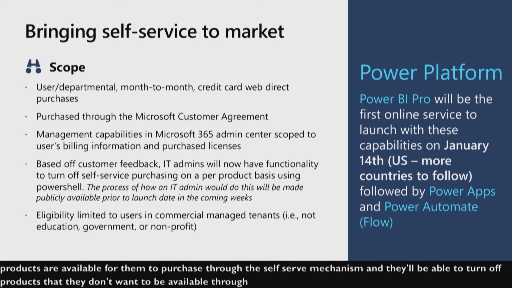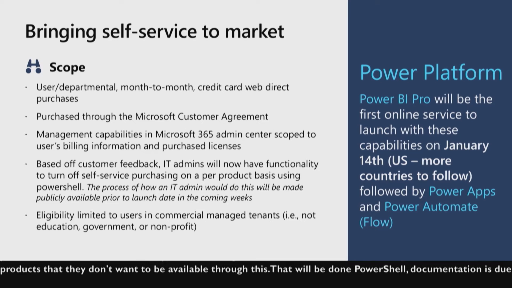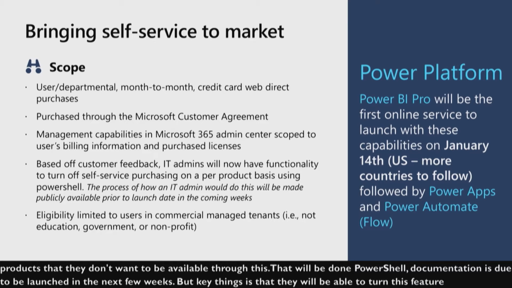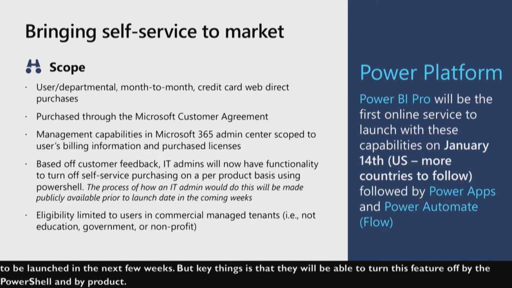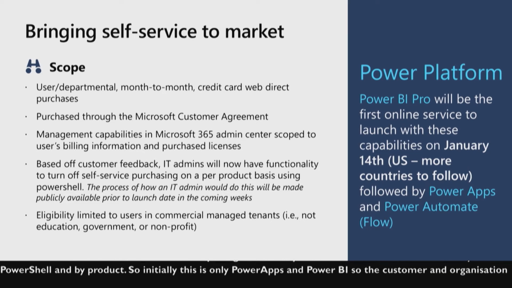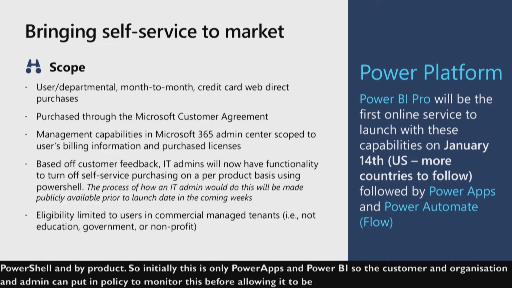And that will be done via PowerShell. The PowerShell documentation is due to be launched in the next couple of weeks. But the key thing is, for any admins that are panicking, they will be able to turn this feature off via that PowerShell, and it will be by product. So obviously initially this is only Power Apps and Power BI, so the customer, the organisation, the admin can then put in policy to monitor this before allowing it to be sold via the self-serve mechanism.